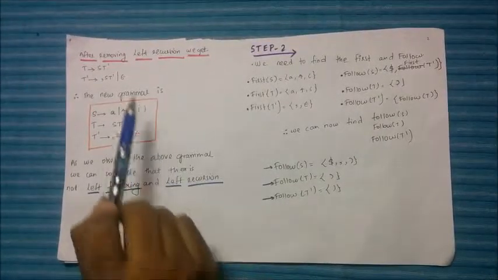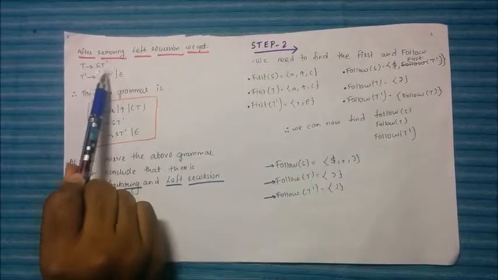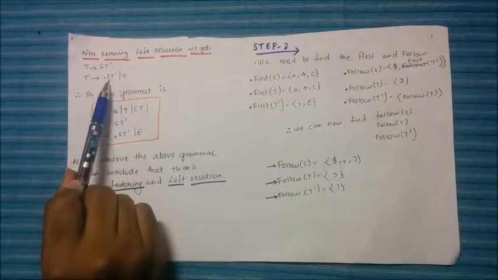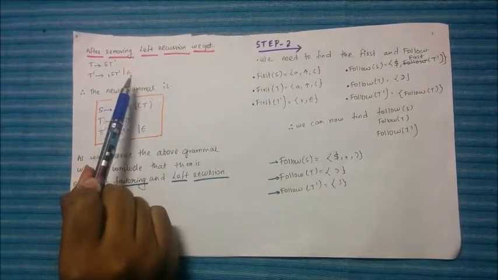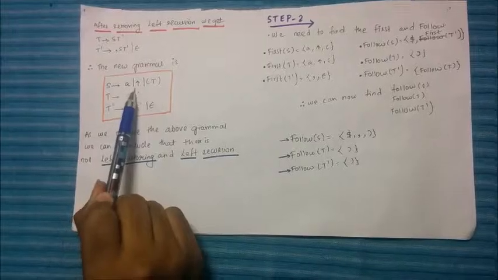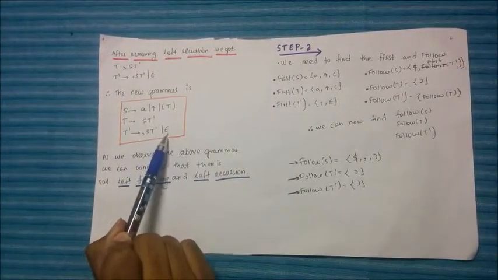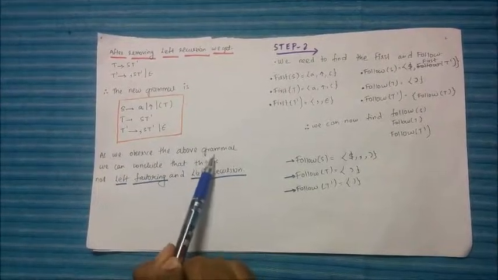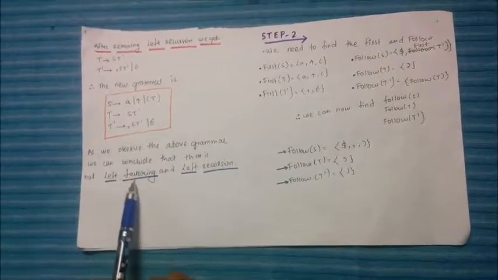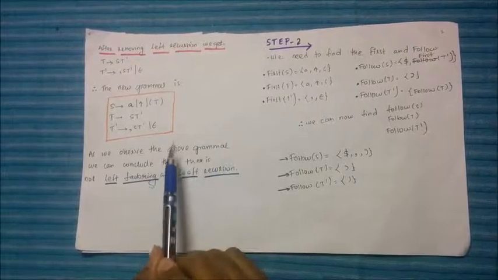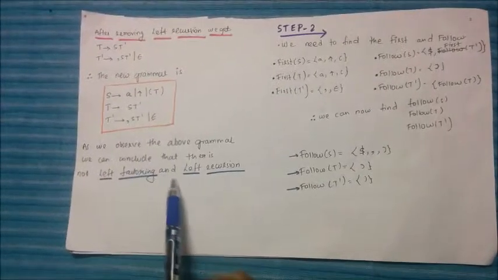After removing the left recursion, we get T implies S T dash, and T dash implies comma S T dash or epsilon. The new grammar is S implies A, T implies S T dash, T dash implies comma S T dash or epsilon. As we observe the above grammar, we can conclude that there is no left factoring and no left recursion. So the left recursion and left factoring have been removed.